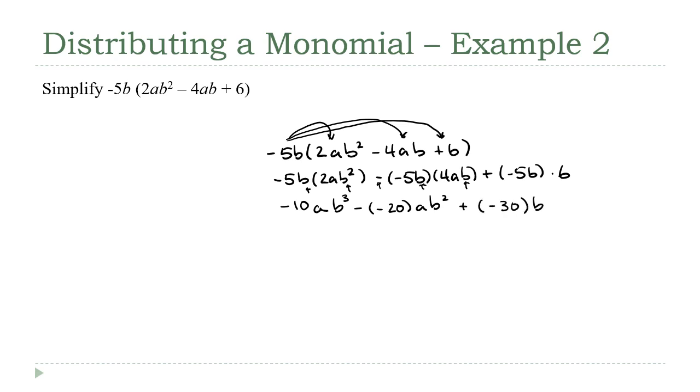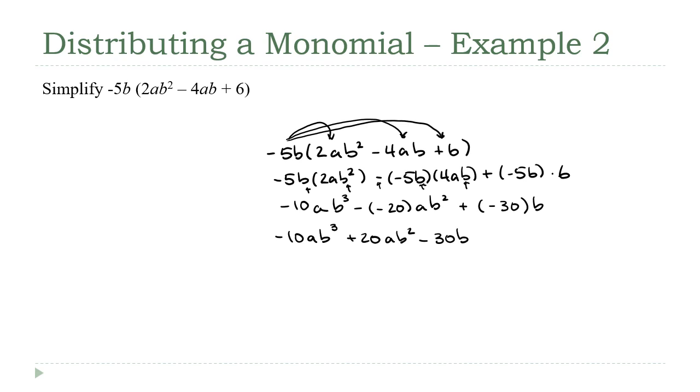Now again, we still got some cleanup to do with these negatives. This negative 10ab cubed is fine just the way it is. We've got 2 negatives here, negative 20. That's positive 20ab squared. And finally, I would never write plus negative 30. I would just write this negative 30b. And there's my final result.